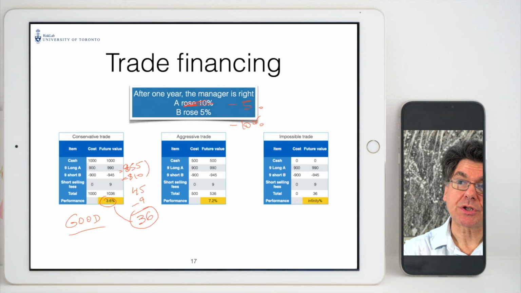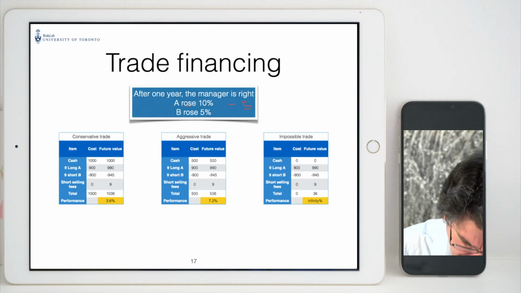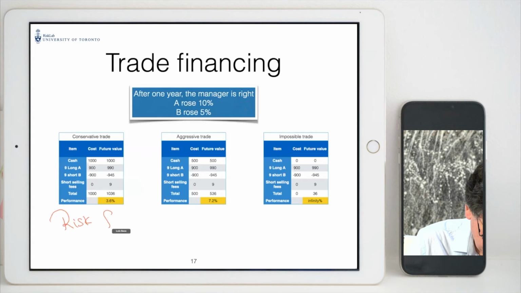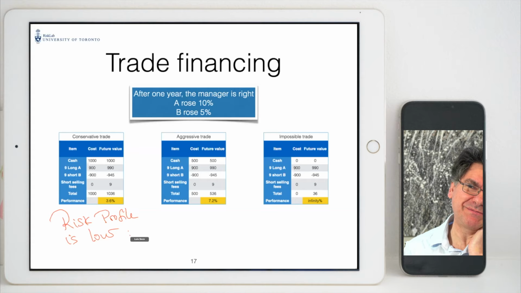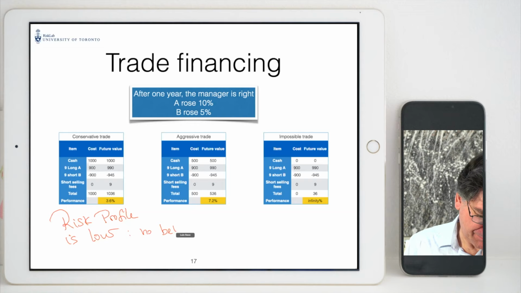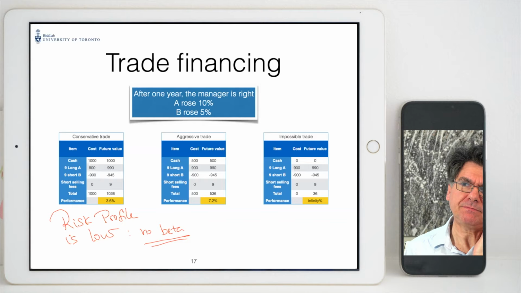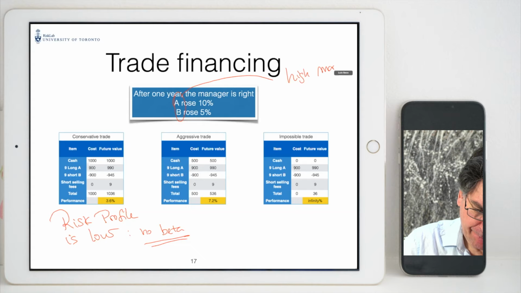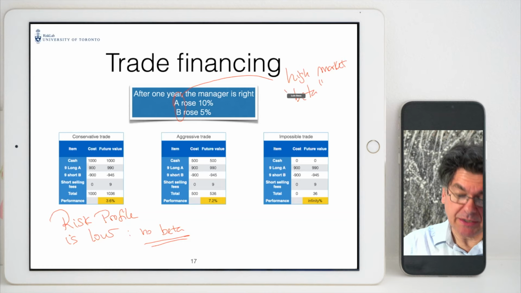In other words, the risk profile of this trade has nothing to do with the risk profile of A or B. The risk profile of this trade is low, as we saw last week. It has no beta. It has no market exposure. It's low. A and B have high market exposure. Both A and B have high market beta. We saw that we can measure market exposure with a beta. We saw that last week. But this one has no beta, very low risk.